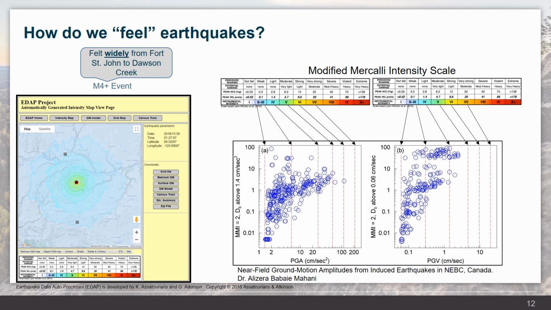The same concept is applied to induced events. Although the acceleration of the ground vibrating may be strongly felt, the duration is short-lived, such that the velocity is minimized.